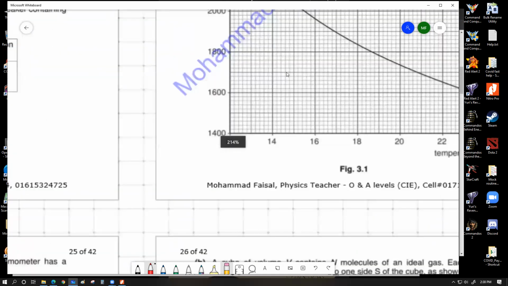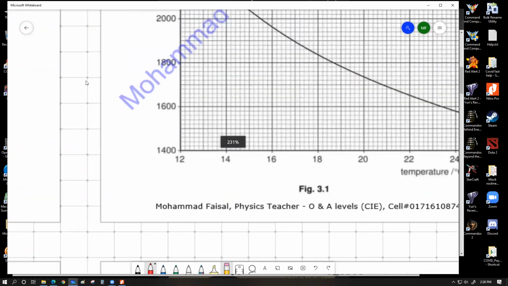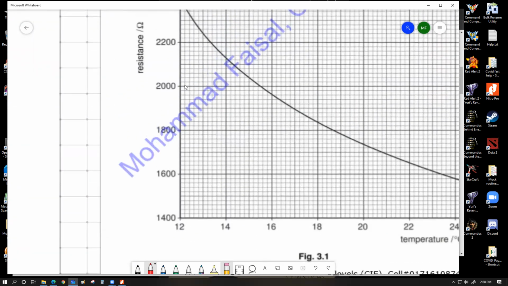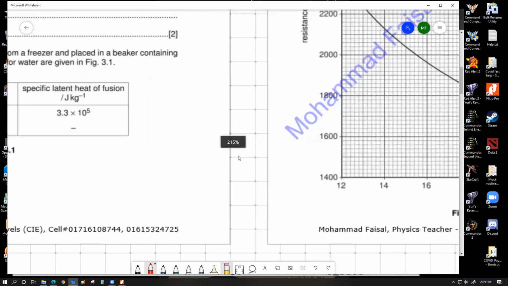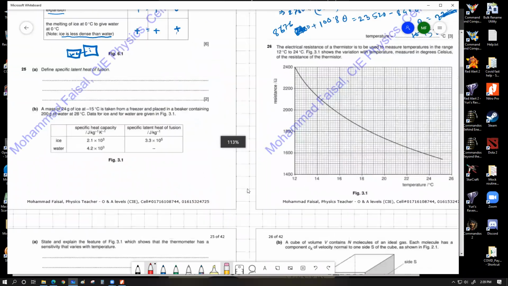If we take a good look at the graph, we're going to find that every vertical division represents 20 ohm resistance. So 2040 is 2 divisions above the 2000 line, which if we plot on the x-axis, we get exactly 15 degrees Celsius. So right over here.